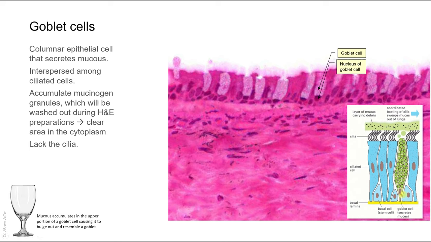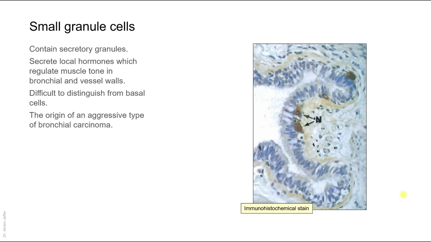Of course, as I said, there are other cells like the brush cells, which are sensory, and the small granule cells. The small granule cells look like the basal cells, but you cannot differentiate them until you use certain specific stains like immunohistochemical preparation like this one, showing clusters of these cells. These are of the type of neuroendocrine cells. In other words, they secrete substances that act as neurotransmitters or local hormones and control the local environment, such as the tone of the smooth muscle fibers that are present in the wall of the bronchial tree, as well as the smooth muscle fibers that are present in the blood vessels. And they are the origin of an aggressive type of bronchial carcinoma.